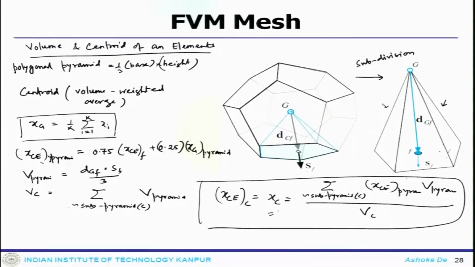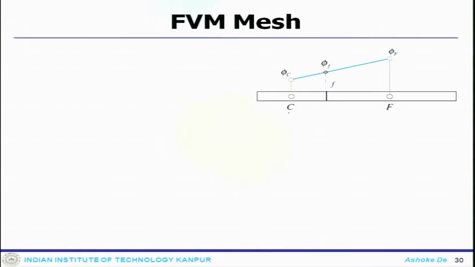So, once you have a polygon, you can divide it into sub elements, from the sub element volume and area you calculate the coordinates, and then you get back the centroid of the polygon. So, this is how you can calculate.